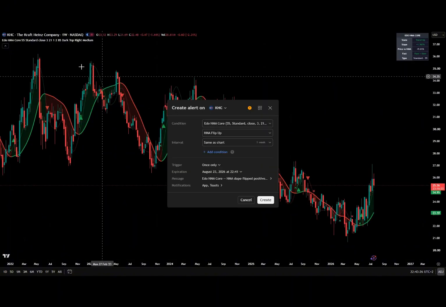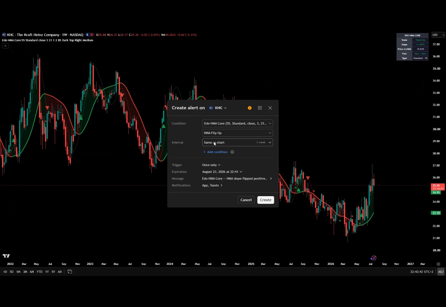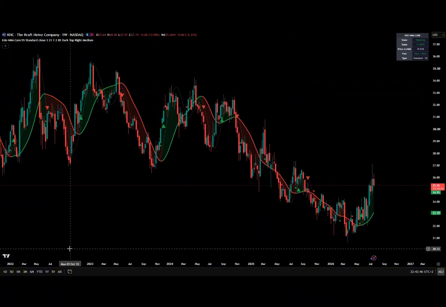The indicator ships with 6 alerts, and you reach them from the Create Alert dialog. They cover the 2 inflection turns, the slope flipping up and down, the 2 fast crosses, and the 2 moments when price itself reclaims or loses the Hull average. None of them is a buy or a sell order. They mark that a condition has been met on the closed candle.